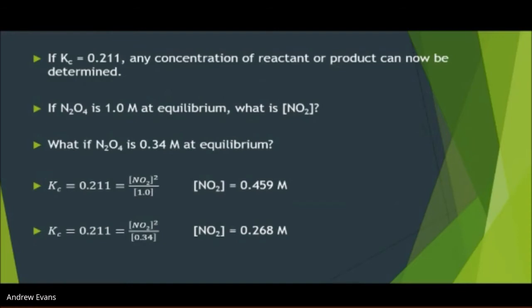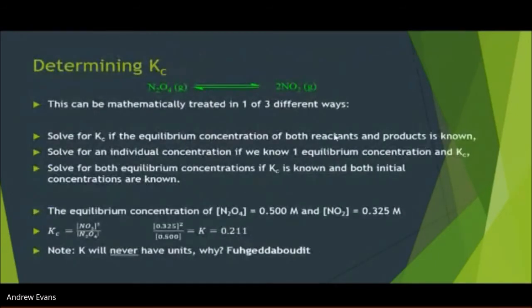So I'm going to set up that equation. 0.211 equals x squared over 1. So what do I do? I do 0.211 times 1, and then I square root both sides. Say if I increase the concentration to 1, I would get 0.459 molar products. If I decrease the concentration to 0.34, 0.211 times 0.34, we square root both sides, we get 0.268.